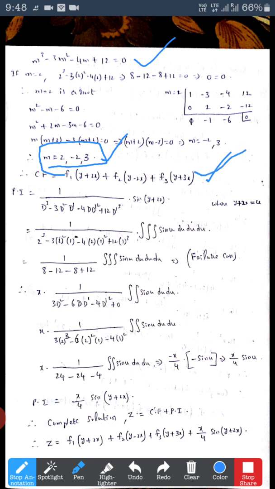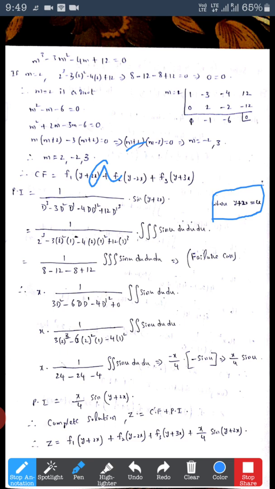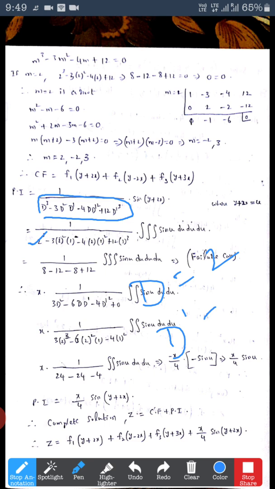Coming to the particular integral, 1 by f of D into sine of (y plus 2x). This is a cubic equation of third degree, so we are integrating 3 times here. We are integrating sine u du du du. This is of the form sine u, where u is equal to y plus 2x. That means a is equal to 2 and b is equal to 1. Therefore, in this function we write D is equal to 2 and D dash is equal to 1. That means in place of D we write a, in place of D dash we write b. After writing this, we get this one.